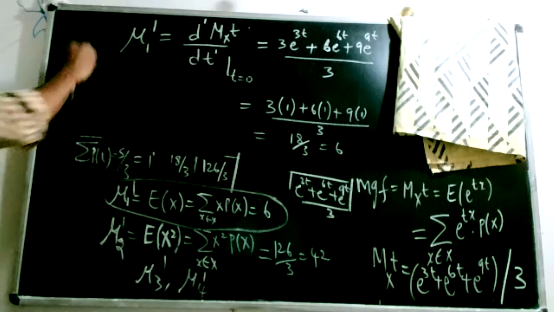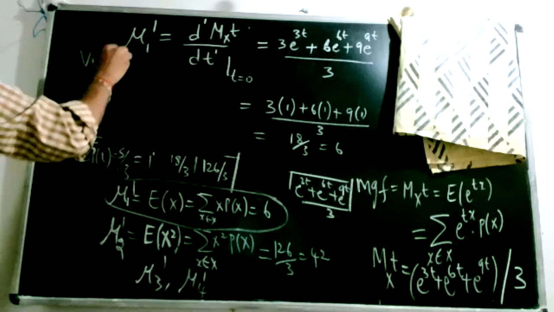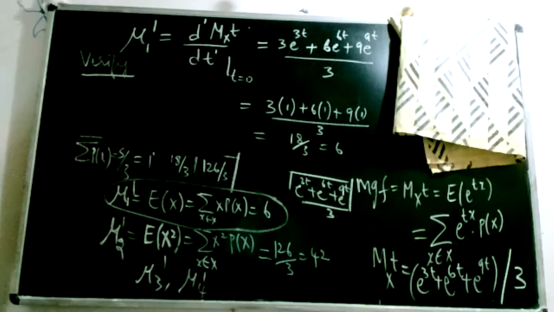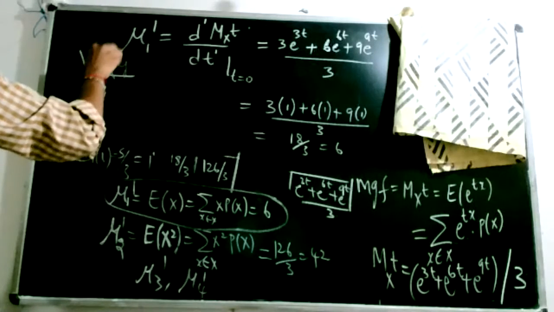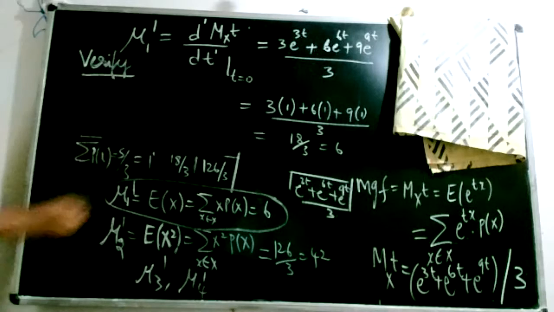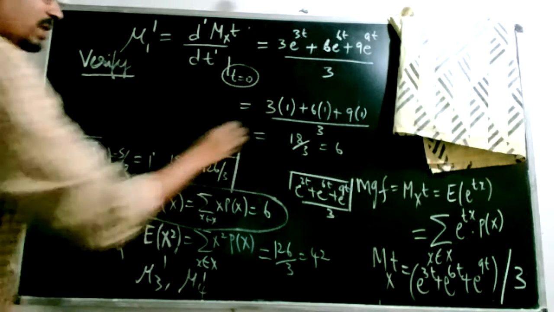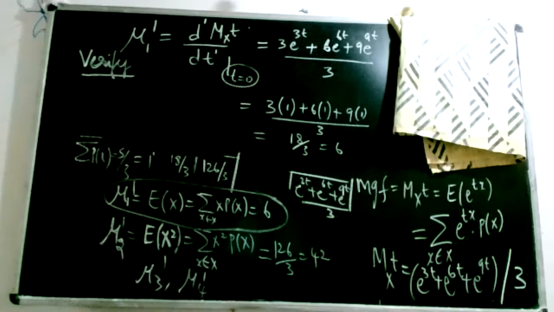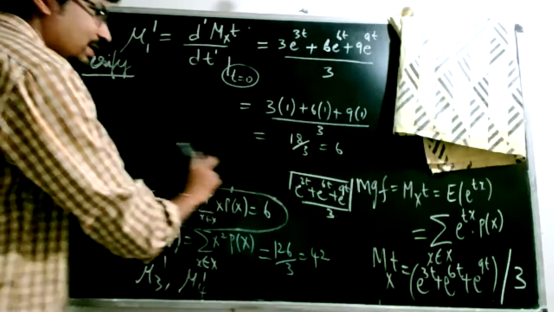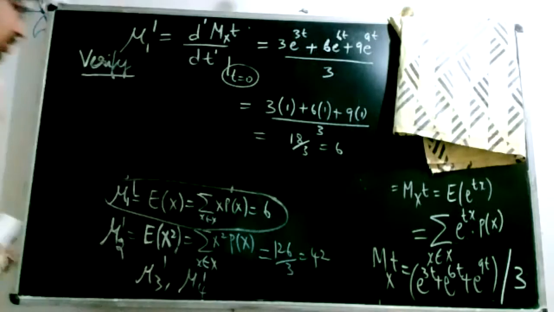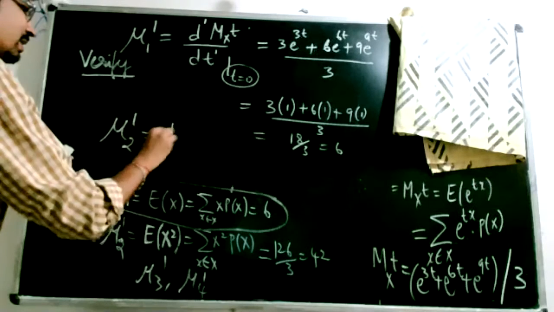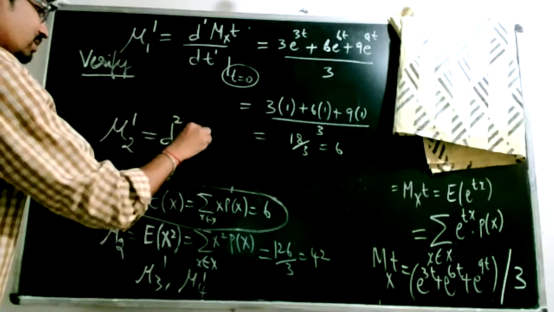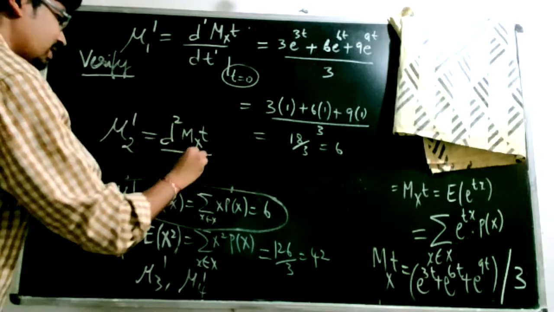So if it asks to verify, obtain moments and verify it from the MGF, then obtain the MGF, differentiate it, and put t is equal to 0; that will generate the moment. Now again take the MGF and differentiate it twice successively to get the second moment. Now the second moment mu2 dash is our second derivative of the MGF at t is equal to 0.